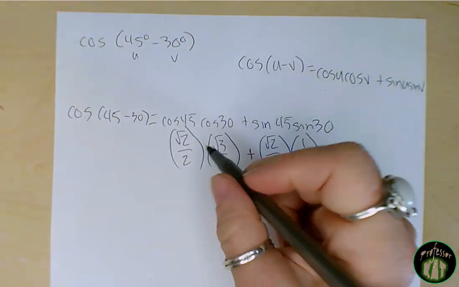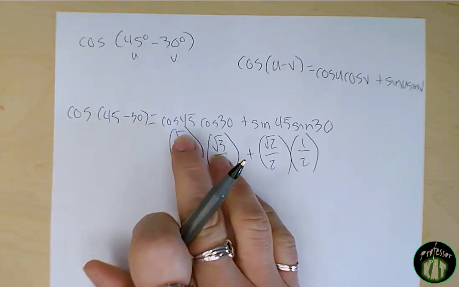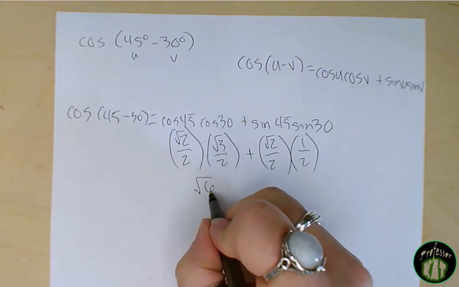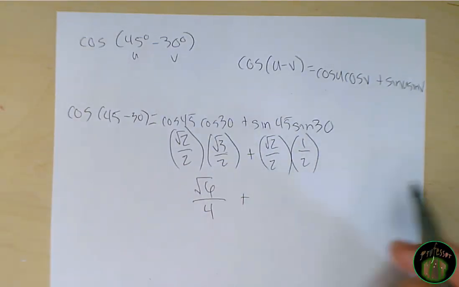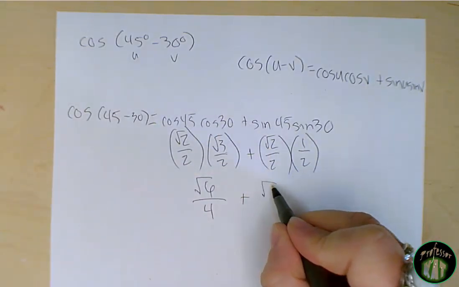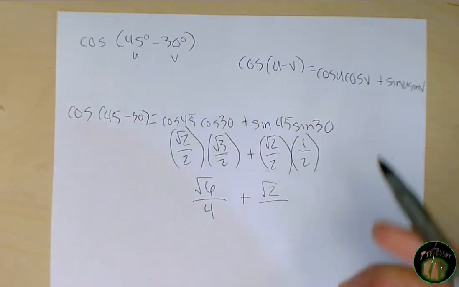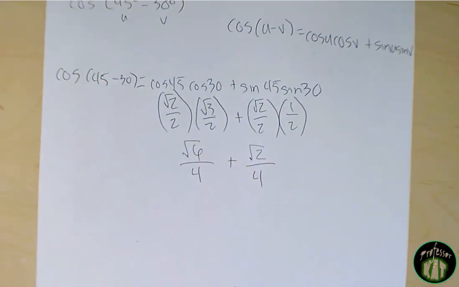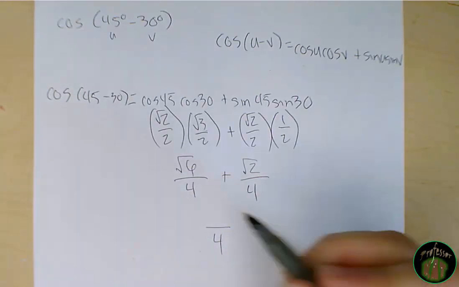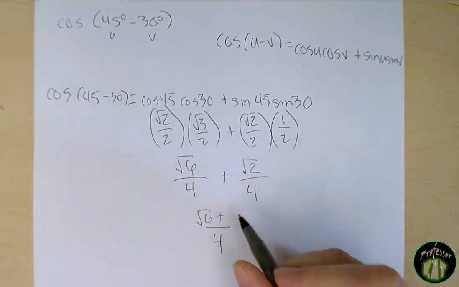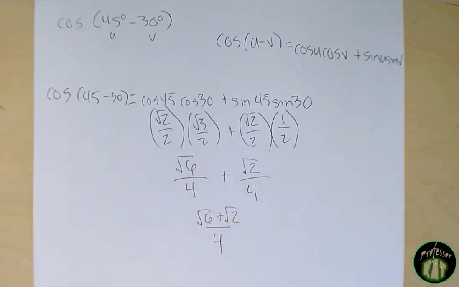Calculating this, multiply those numerators together. Square root of 2 times square root of 3 gives us square root of 6, over 2 times 2, which is 4. Plus square root of 2 times 1 is just square root of 2, over 2 times 2, which is 4. Thankfully, we have common denominators, so just join those together and add up your numerators: square root of 6 plus square root of 2.